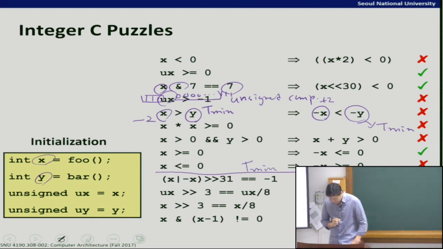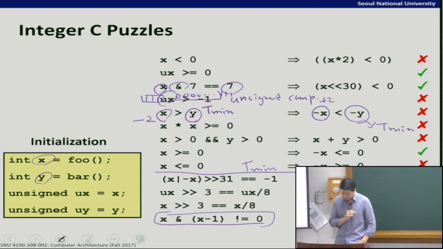What about this thing? The last one. If you take x and x minus 1 and bitwise AND them, then it will be non-zero. So it's generally true, except for tmin again. Tmin is the headache, because let's think about tmin here.